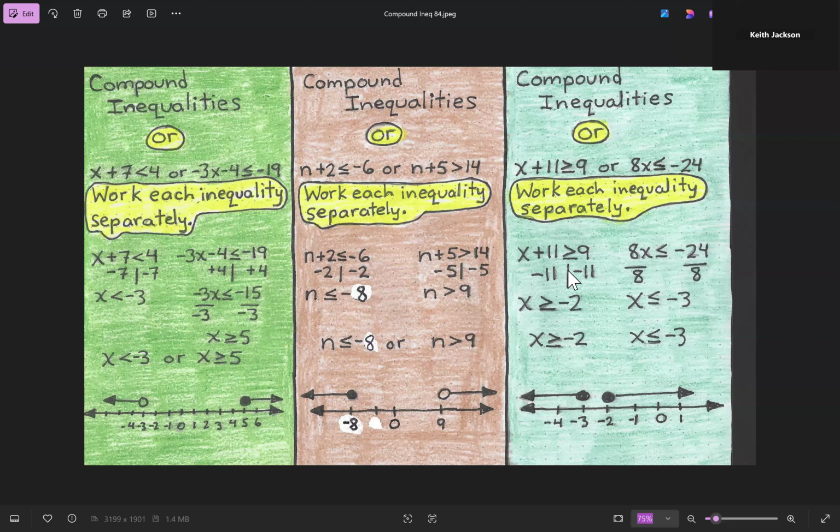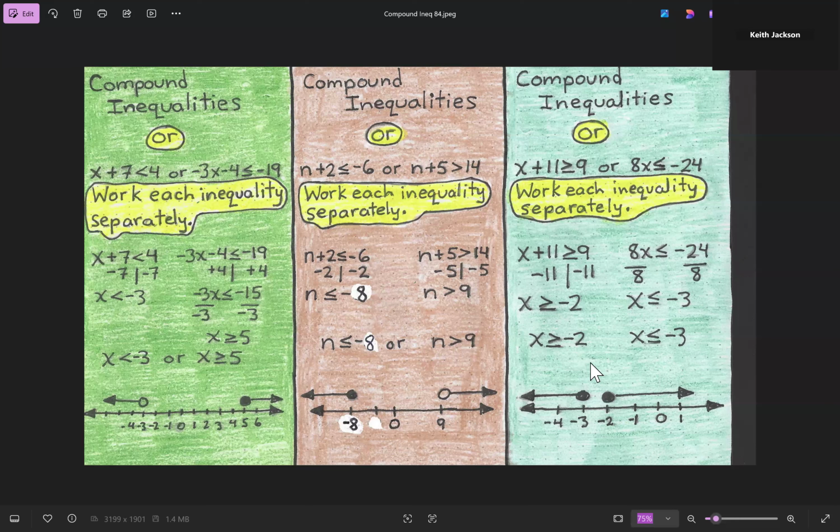And let's work out this inequality first, in which we're going to subtract 11 from both sides. When we do that, we will get x is greater than or equal to negative 2, as you see right here with the shaded circle with the arrow pointing towards the right. And in this case, we have 8x is less than or equal to negative 24, dividing both sides of this inequality by 8, and we get that x is less than or equal to negative 3, all right? And so now we have the shaded circle with the arrow pointed left.